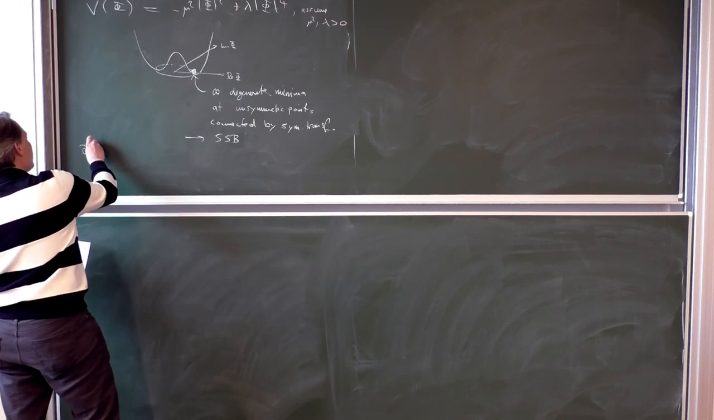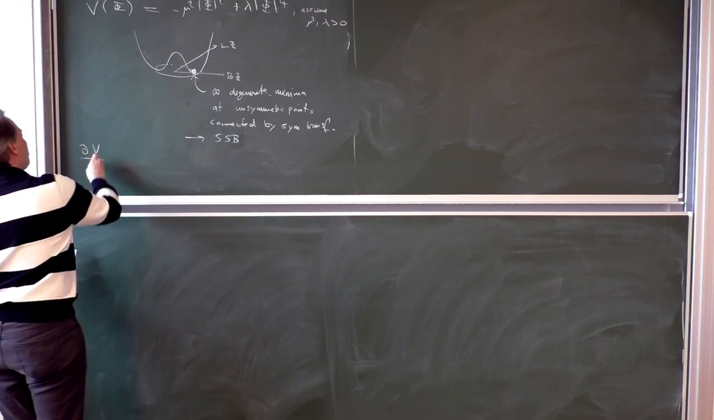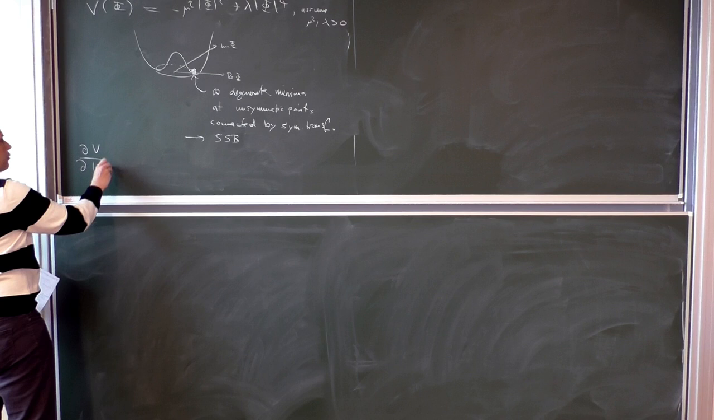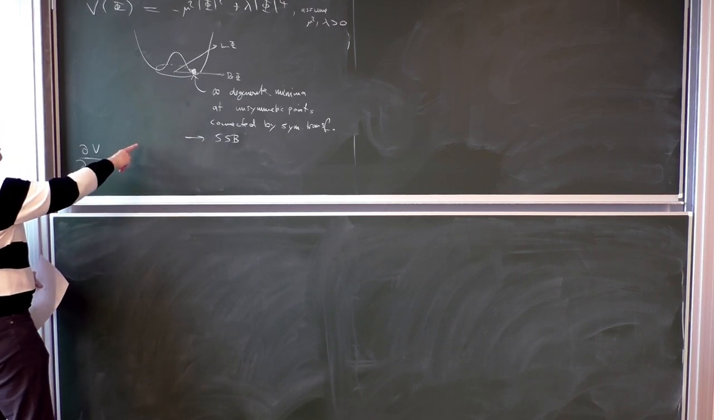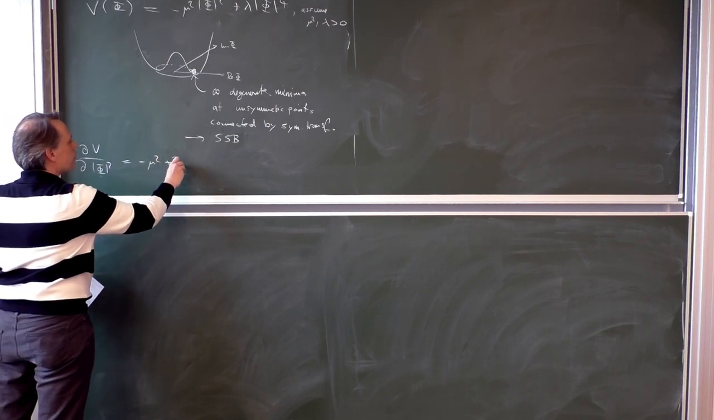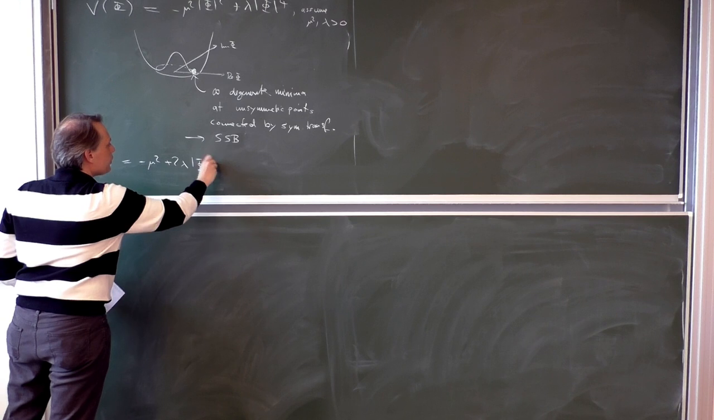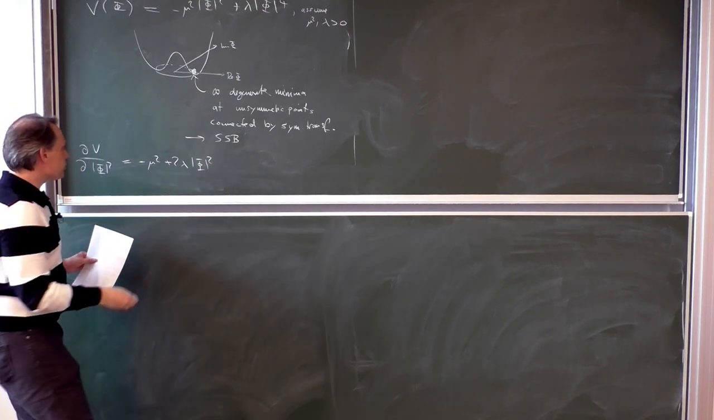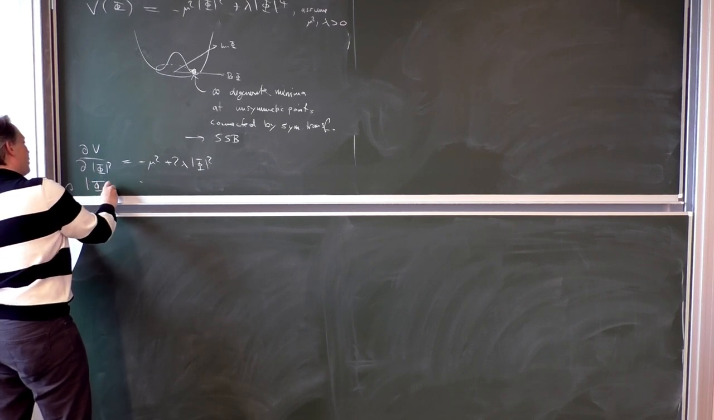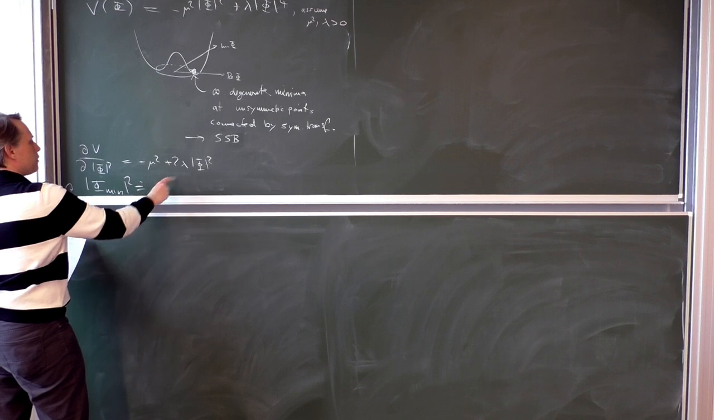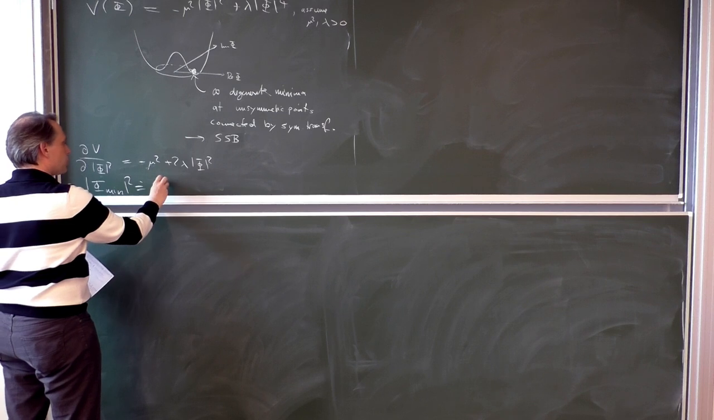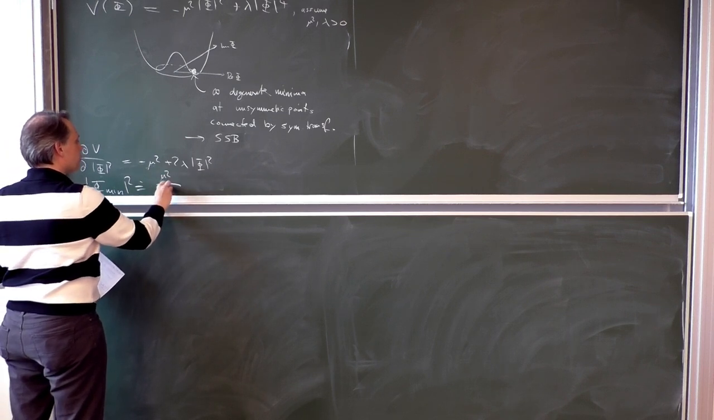Okay, let us calculate the position of the minimum by taking the first derivative of V. The simplest thing is to take a derivative with respect to phi square, because actually it depends only on phi square. Then the derivative is minus mu square plus 2 lambda times phi square, and this derivative must be zero. Therefore, the minimum satisfies phi minimum square equal to mu square divided by 2 lambda.